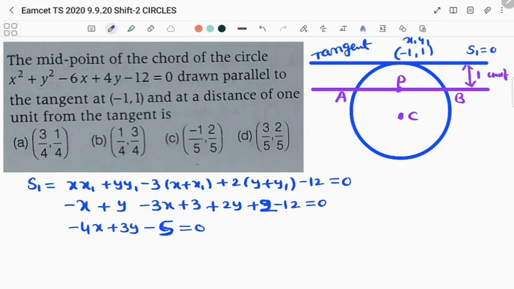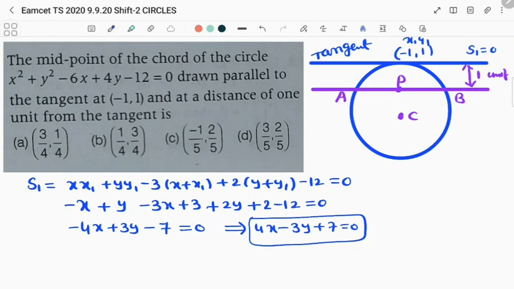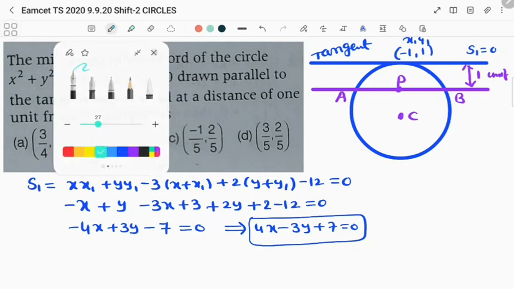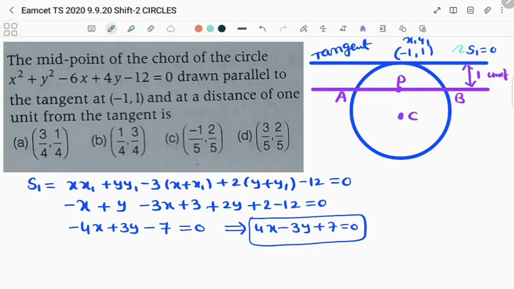And 5 minus 7 means so 2y plus 2, 5 minus 7 is minus 7, so it will be 4x minus 3y plus 7 equal to 0. So this equation is 4x minus 3y plus 7 equal to 0.